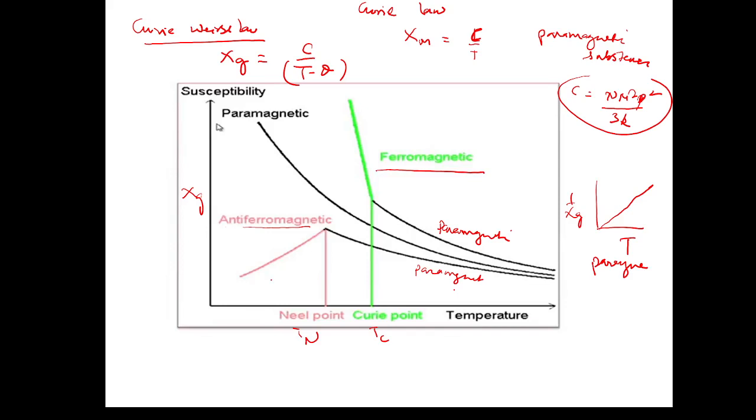And for antiferromagnetic below Tn, basically your spins get aligned opposite to each other and they cancel out, and their net magnetic moment will be zero, right? So their magnetic susceptibility will go down. So that's all about the magnetic susceptibility versus temperature plot.